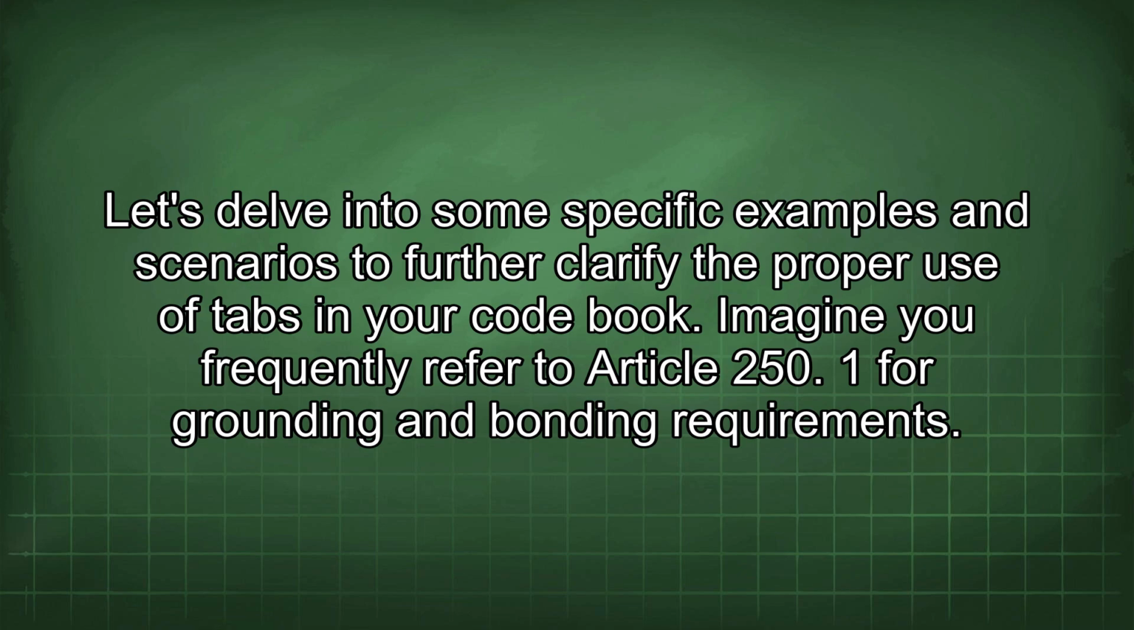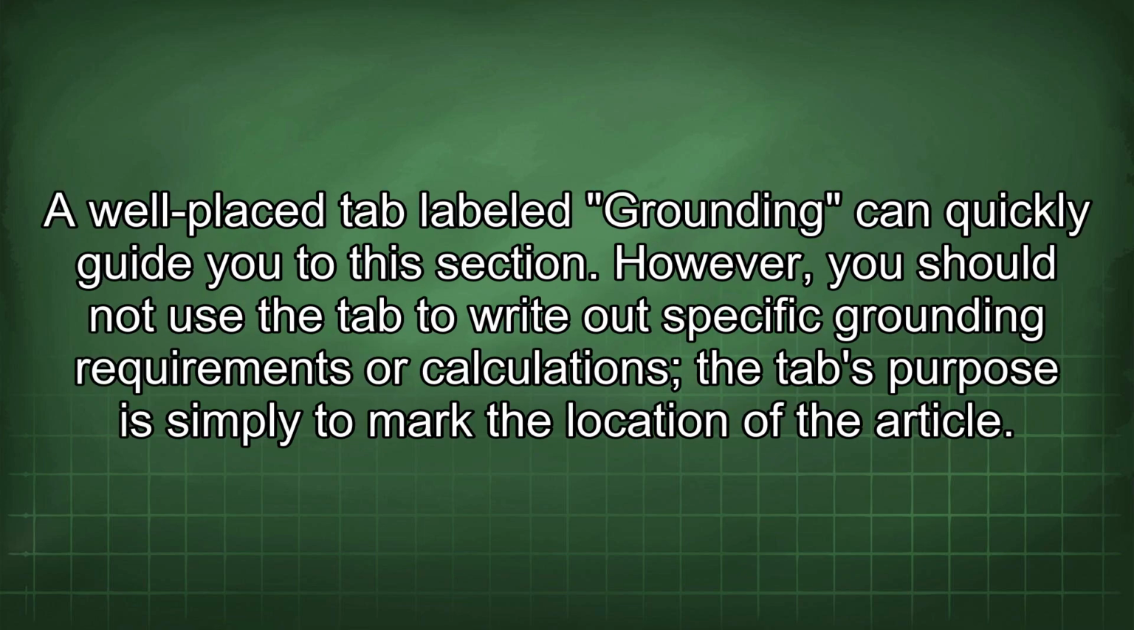Imagine you frequently refer to Article 250.1 for grounding and bonding requirements. A well-placed tab labeled "grounding" can quickly guide you to this section. However, you should not use the tab to write out specific grounding requirements or calculations. The tab's purpose is simply to mark the location of the article.